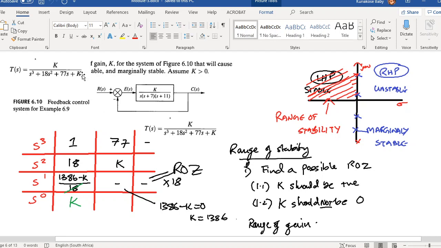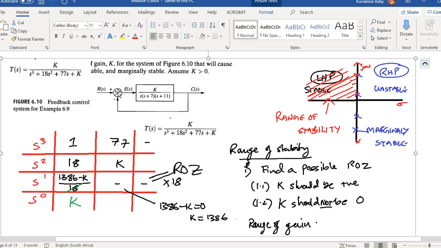So the question says, for the closed loop transfer function k divided by s cube plus 18s squared plus 77s plus k, we need to find the gain k for the system so that it will cause and enable the marginally stable system. So we want to find out what is the value of gain k, which is greater than 0, that will make the system stable. So this is the open loop transfer function, and using this open loop transfer function, they have created the closed loop transfer function. This is a unity feedback system.